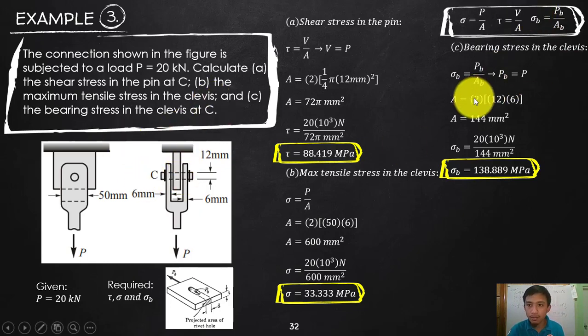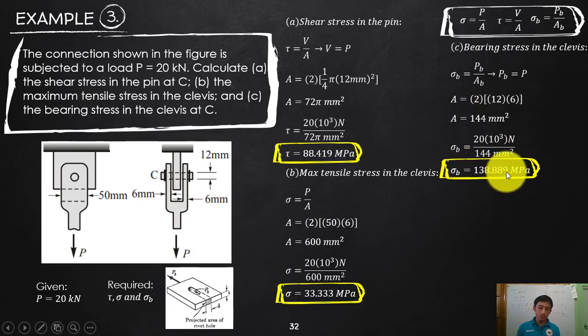Okay, so I will be multiplying that, and the area of that is the diameter. Area of one is the diameter of the pin multiplied by the thickness, which is 6 mm. So 12, that is the diameter, times 6 the thickness, that is the projected area of one of this part, multiplied by 2, and that is 144 total bearing area. And then divide your force P by this area, your bearing stress will be 138.889 megapascal.